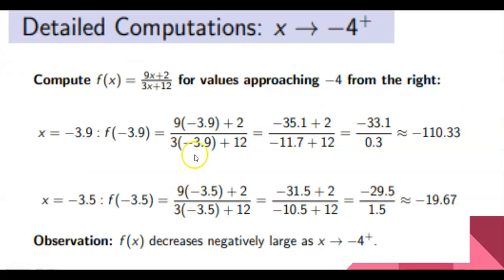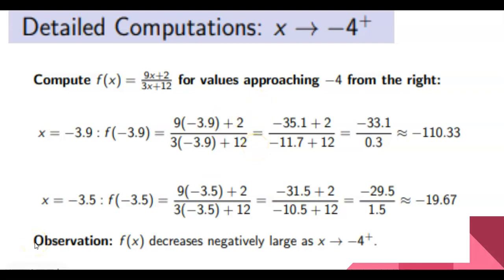Alright, so similarly, here are some of the data computations to complete the table of values for observing the behavior of y as x approaches -4 from the right. So for example, if x is equal to -3.9, slightly greater than -4, then the value of y is equal to -110.33. And here's a sample computation also when x is equal to -3.5. Again, we're just going to do direct substitution. Okay? So this expression produces a large negative value.